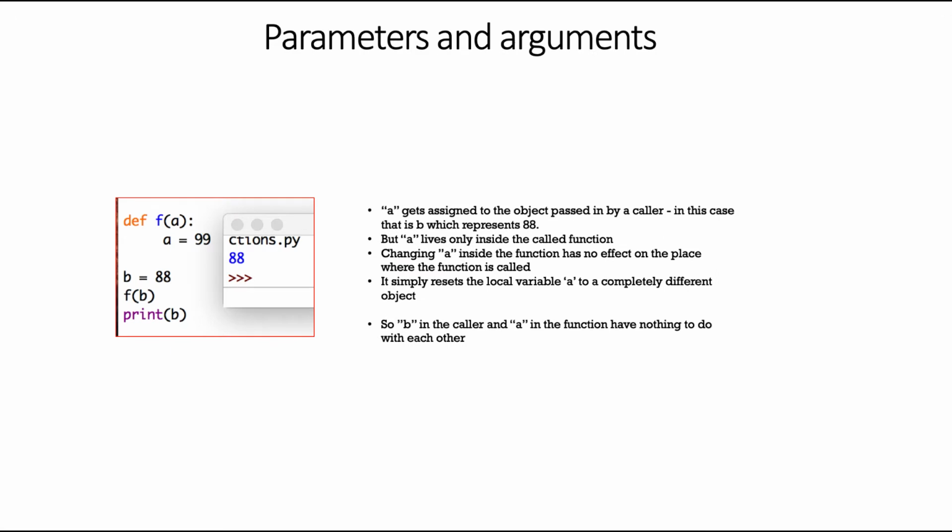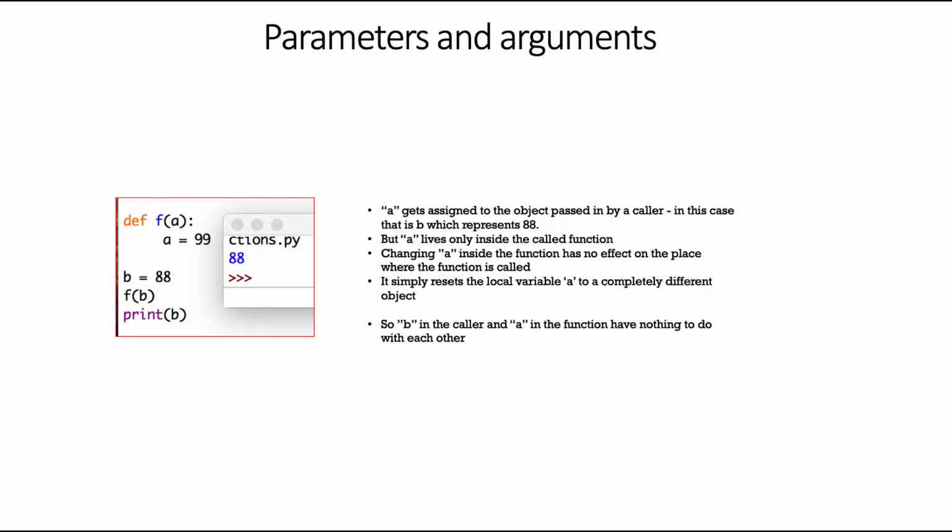Okay, let's take a look at this piece of code. We've defined a function named f, and it takes one parameter, a, and then in the body of the function we have a equals 99. So a gets assigned to the object passed in by the caller.